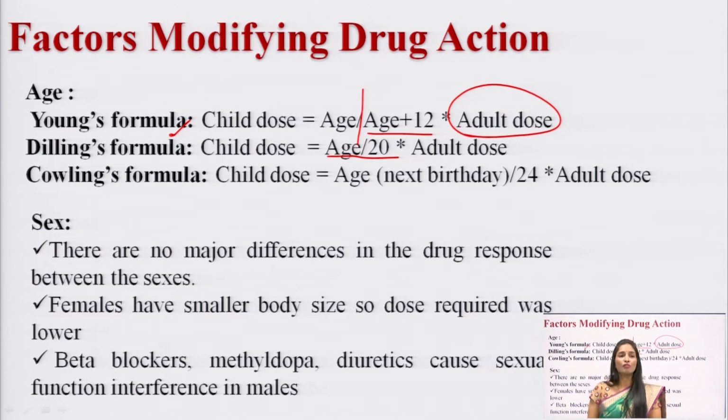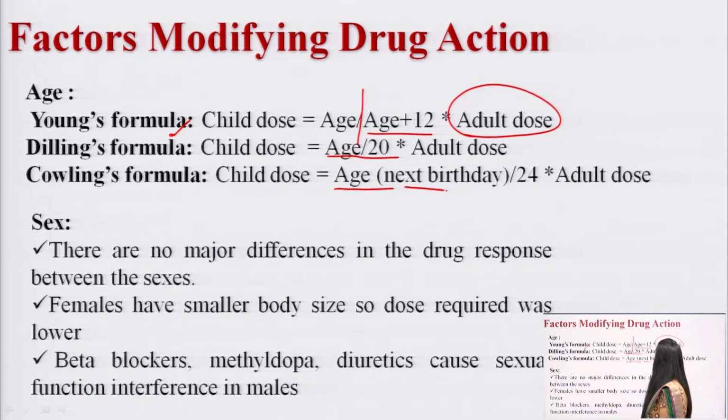And the next one is Cowling's formula. In Cowling's formula, it is the age at the next birthday. What is the age here? The age, in the sense you have to take the next birthday, divided by 24, which you have to multiply with the adult dose. By this you can calculate the child dose, which you call Cowling's formula. So, by these formulas you can calculate the dose of a child.